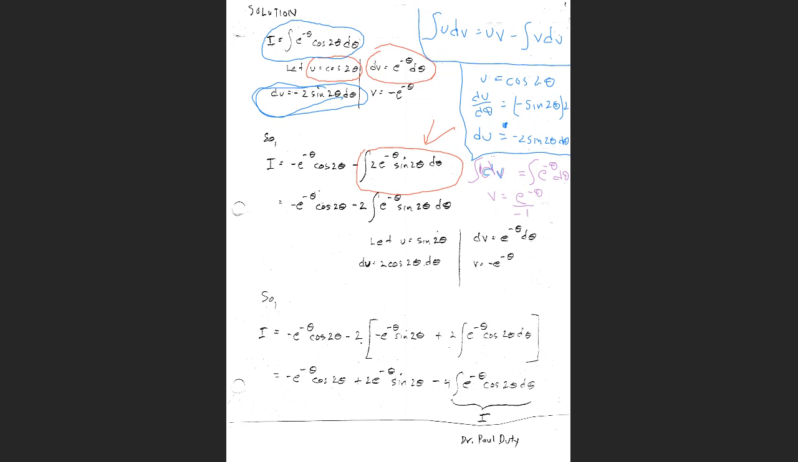Okay, that's what it's going to be. And of course there's plus a constant there, but you don't worry about that here. And that's how you get v equals negative e to the negative theta. So one part of it you're doing the derivative, the other part of it you're doing the antiderivative.